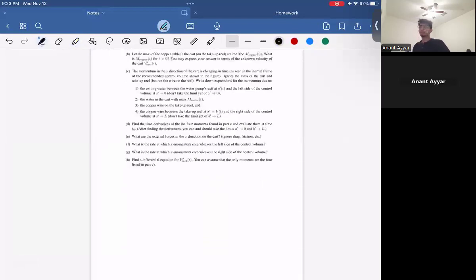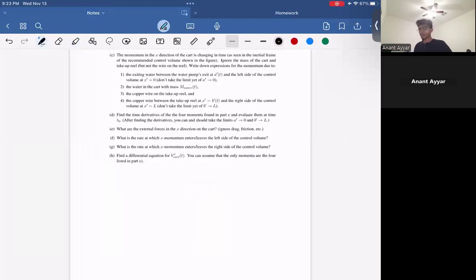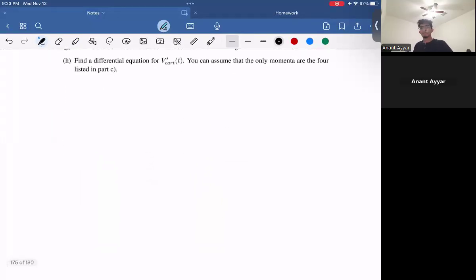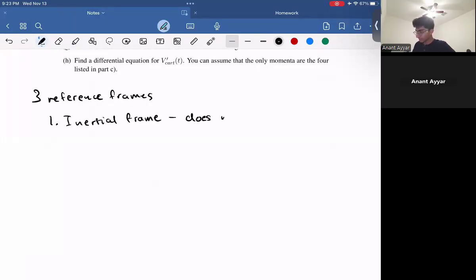The first thing I want to quickly do is summarize what we need to know for this. A few different things. The first is that we have 3 reference frames. The first one is an inertial frame. This does not move, and this is denoted by V prime. The second one is an accelerating frame.